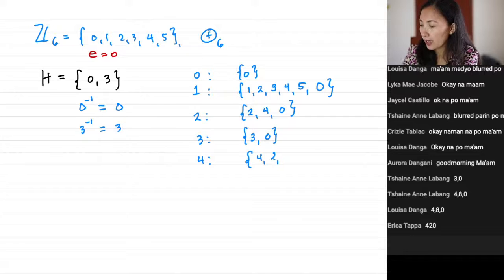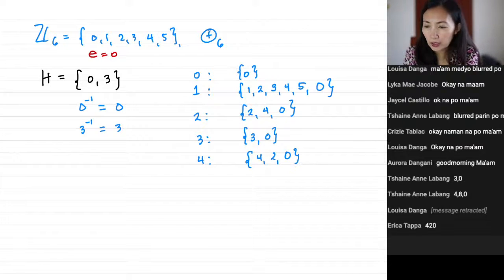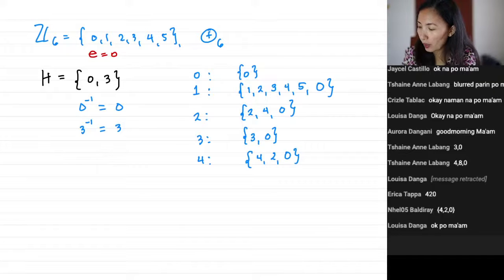And then, 4 plus 4 plus 4, 3 times you add 4 to itself, that's 12, yes? And 12 modulo 6 is 0. Okay, so any question at this point? Klaro ito kung paano nakuha. Now, what about 5? I hope all of you can follow.